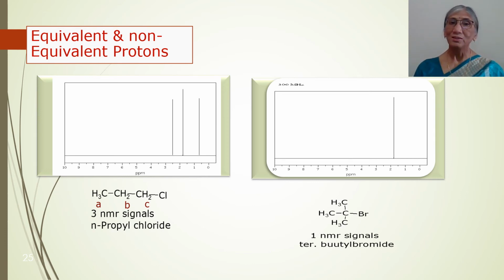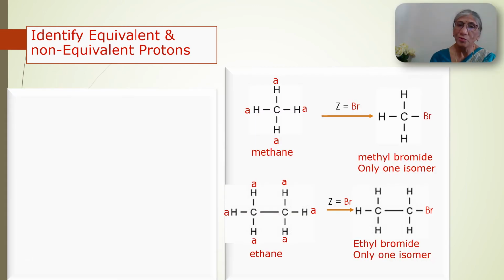So by knowing the number of signals, it tells us how many types of protons are there in the molecule. One signal represents only one type of proton. Three signals represent three types of proton. So like this, by looking at the NMR spectrum, we can identify how many types of protons are there in the compound. See how we can identify equivalent and non-equivalent proton.